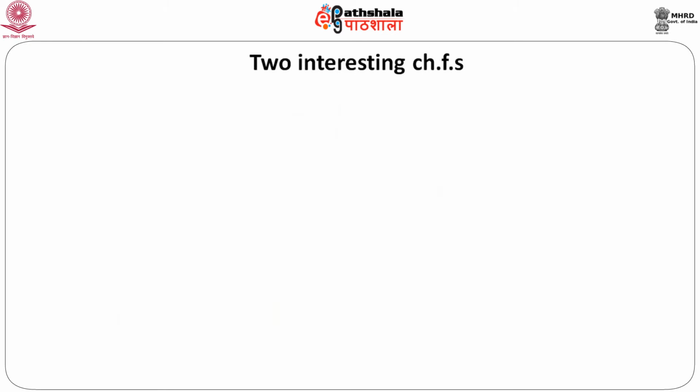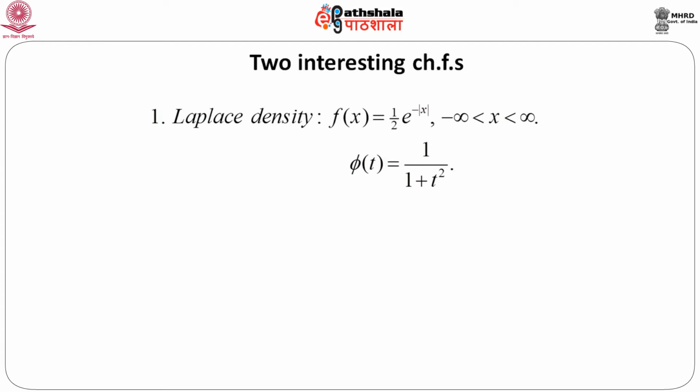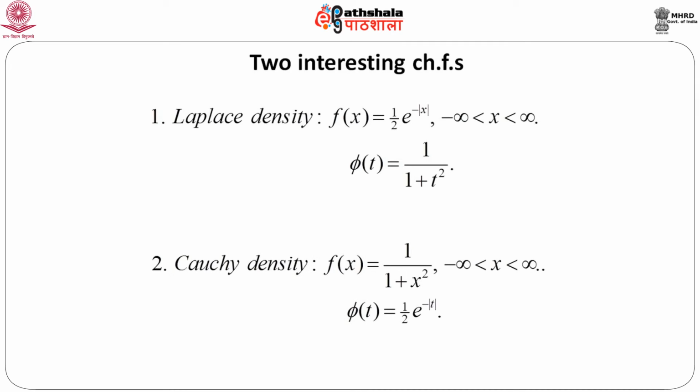functions of those distributions. Now, two very interesting characteristic functions I would like to mention. First, consider a Laplace density, which is f(x) equals half into e to the power minus mod x, x lies between minus infinity to infinity, and it can be shown that the characteristic function is nothing but 1 by 1 plus t square. Now, this obviously triggers a known form, which is nothing but the PDF of another random variable, which is the Cauchy distribution or Cauchy density.